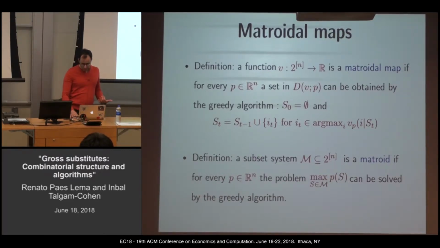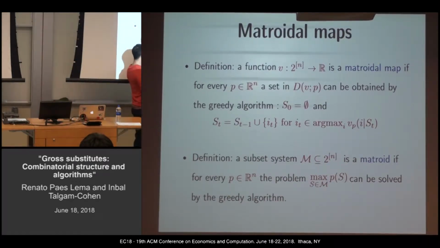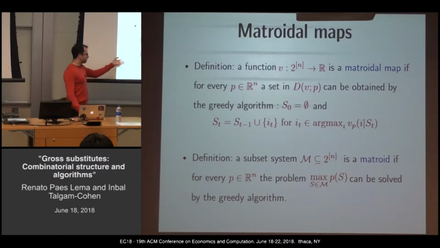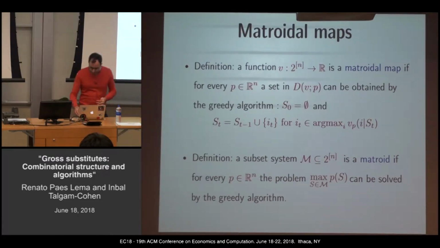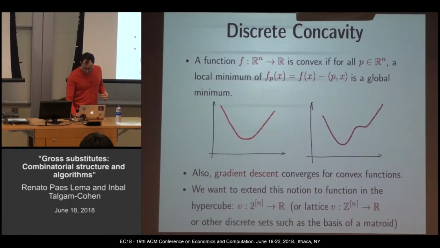The reason it's called matroidal is that it's very similar to what a matroid is. A matroid is a subset system, a set of subsets such that for every vector p, the problem of maximizing p of S, such that S is in the matroid, can be solved by the greedy algorithm. That's maybe not the definition you saw, but it's completely equivalent to the definition you're usually used to. That's a nice problem. Let me go to the third thing, which is discrete concavity.